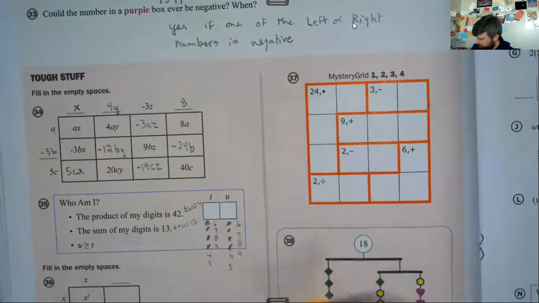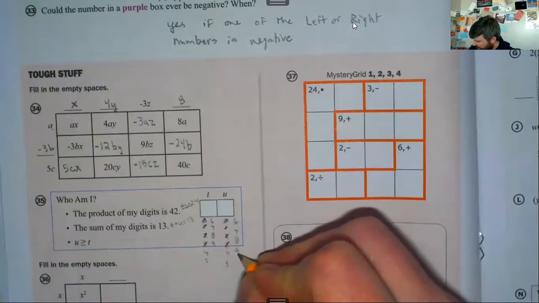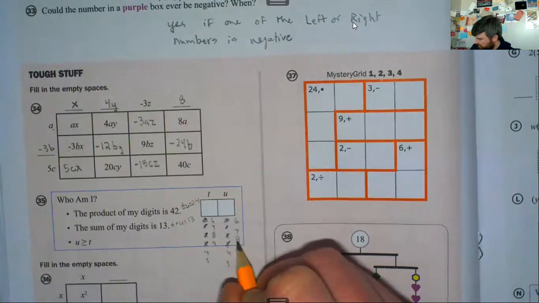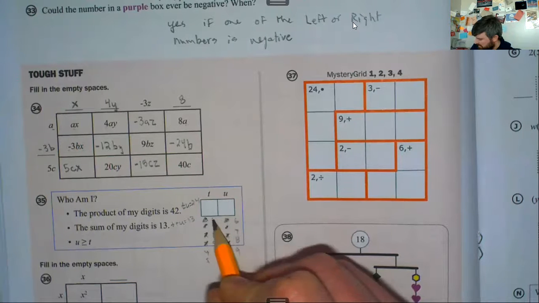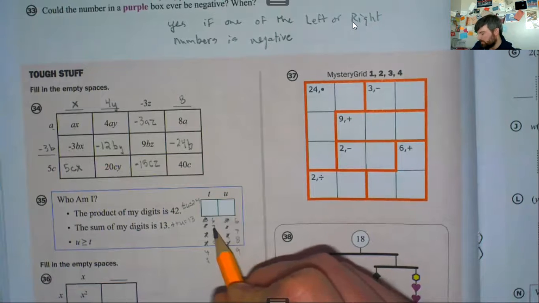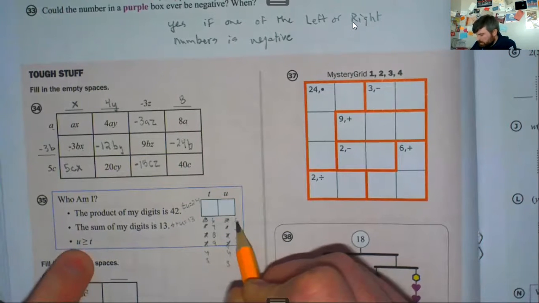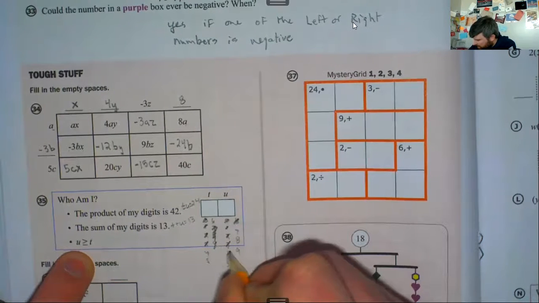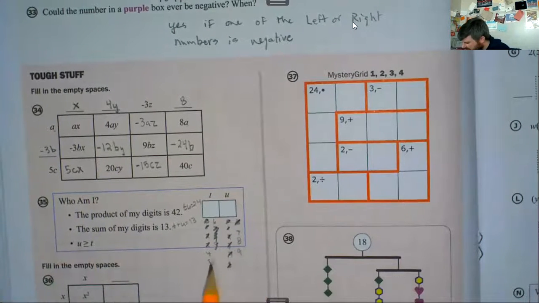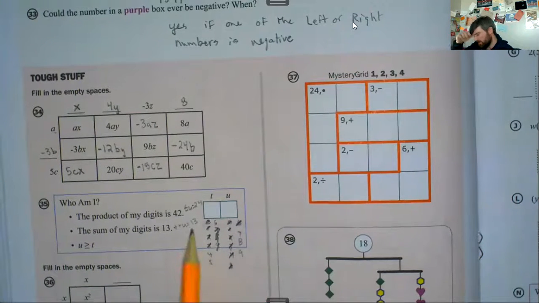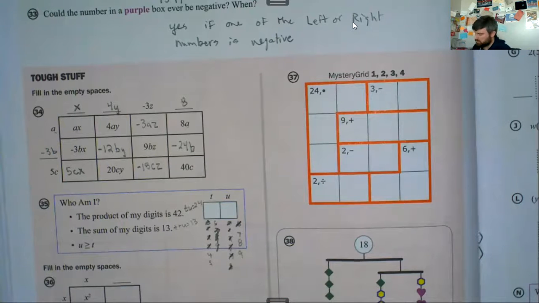So the biggest number would be 9. If T was 5, U would have to be 8. If T is 6, this would be 7. If T was 7, U would have to be 6. But right here it says U is bigger than that, so this can't be 7, 8, or 9. So I've got 4, 5, or 6 in this one and 7, 8, 9 in that one. Okay, so I've got the sum of 13. Now, which ones multiply to give us 24?